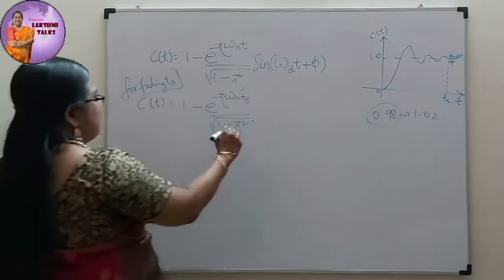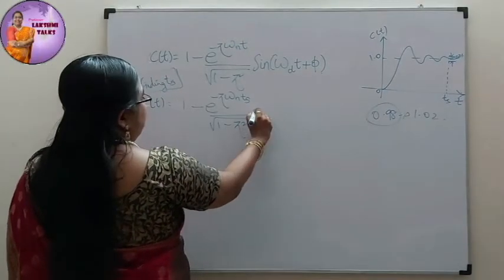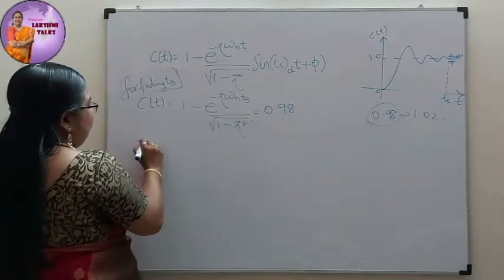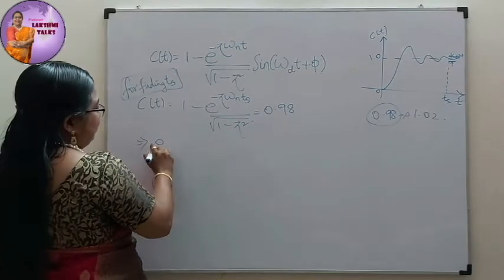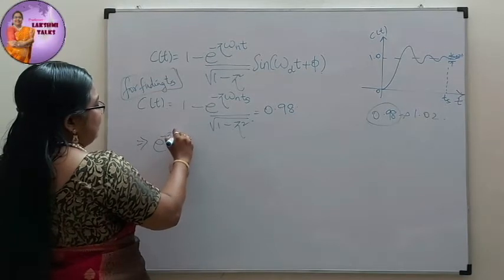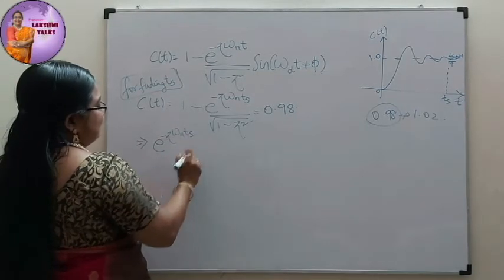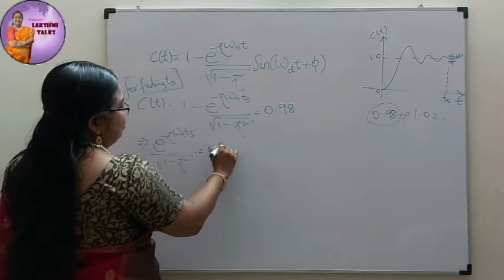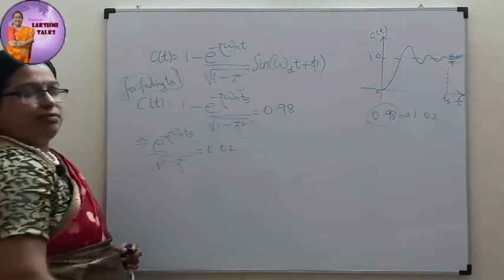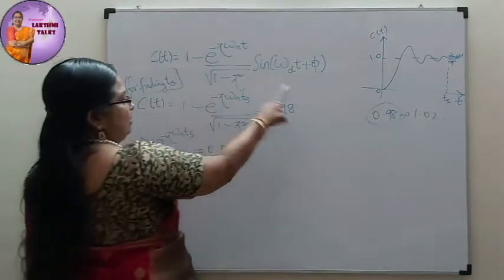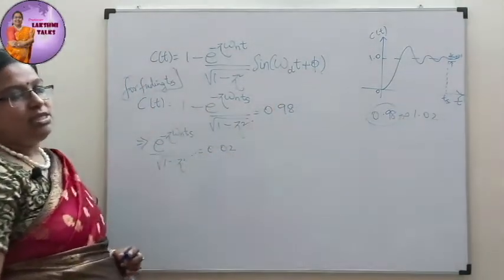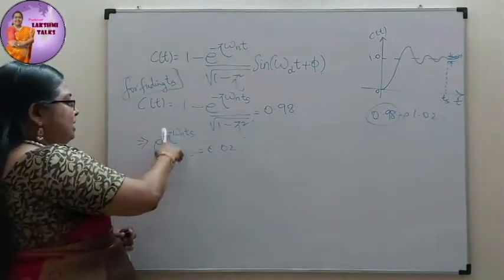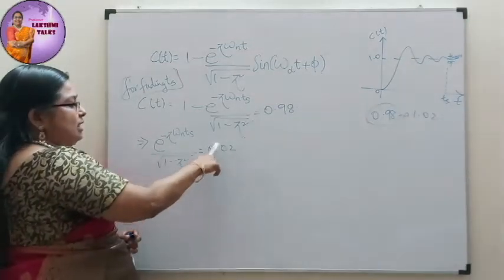Okay, so what happens? This is equal to 0.98. So we leave this: e power minus zeta omega n Ts by root of 1 minus zeta square is equal to 0.02. Am I right? 0.98 minus 1 is minus 0.02, and with both sides negative, we have e power minus zeta omega n Ts by root of 1 minus zeta square is nothing but 0.02.